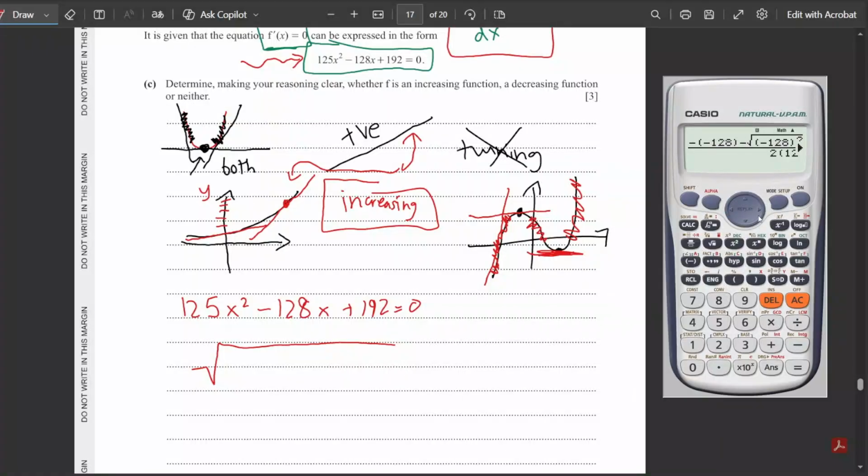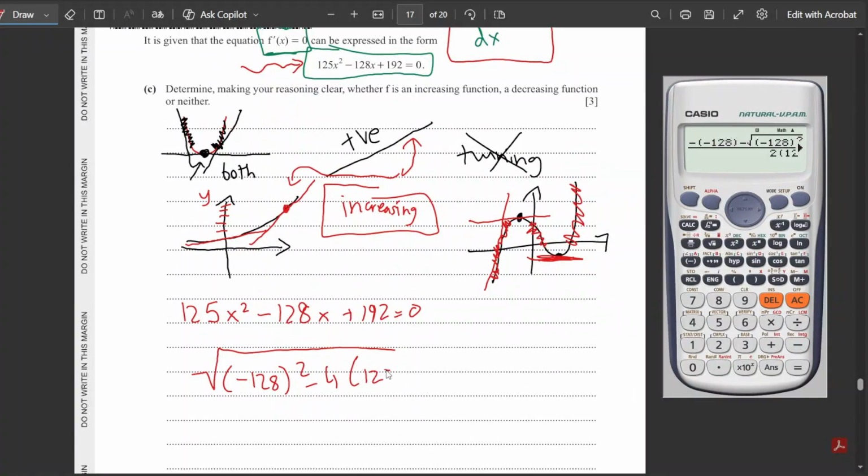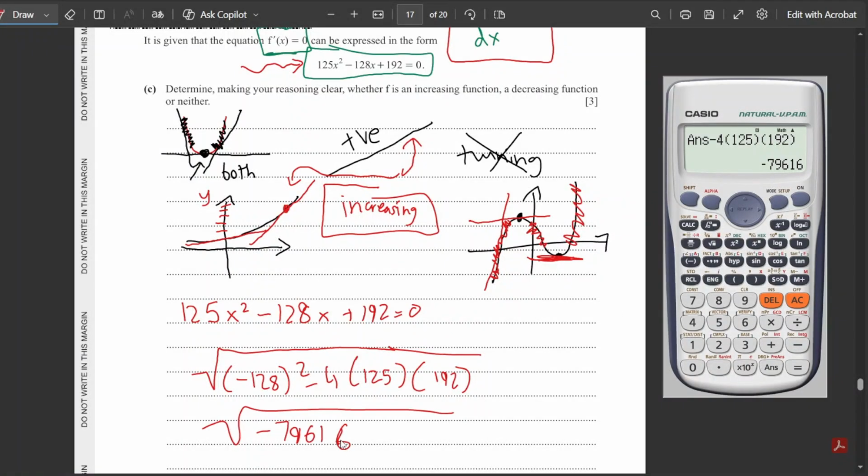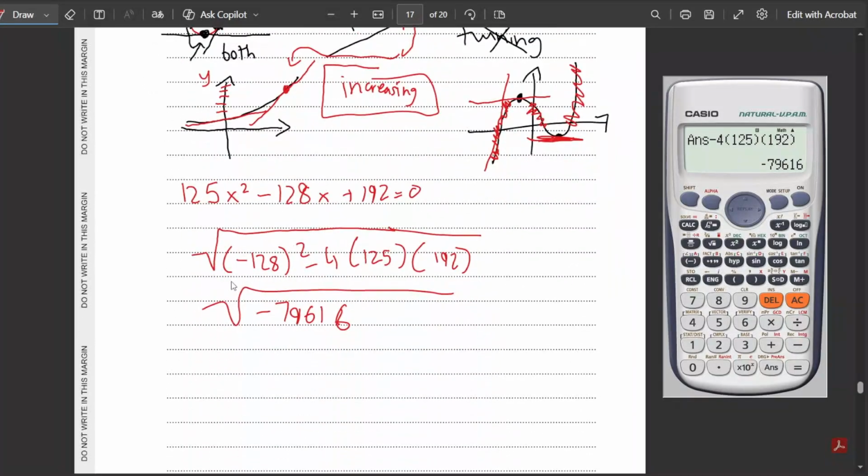Hold on, if I just solve this part out, this is negative 128 squared minus 4 times a times c. The reason we're not getting an answer is because if you solve this part out, negative 128 times negative 128 minus 4 times 125 times 192, you end up getting a negative answer. So you get negative 79616. What does that mean? That basically means that you cannot solve this because you cannot square root a negative number, and therefore the roots do not exist, or the solution does not exist.